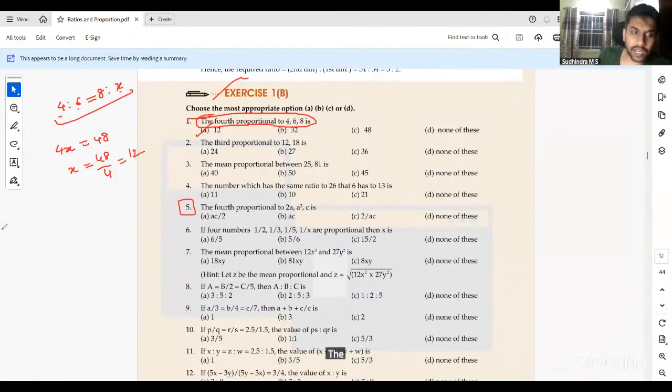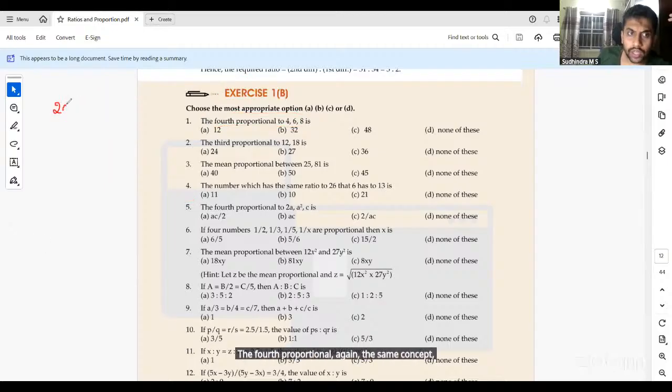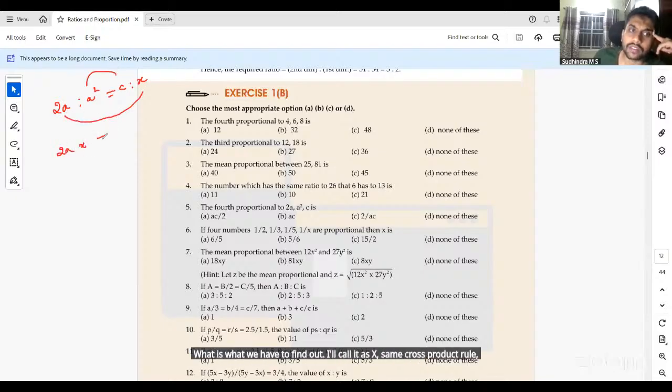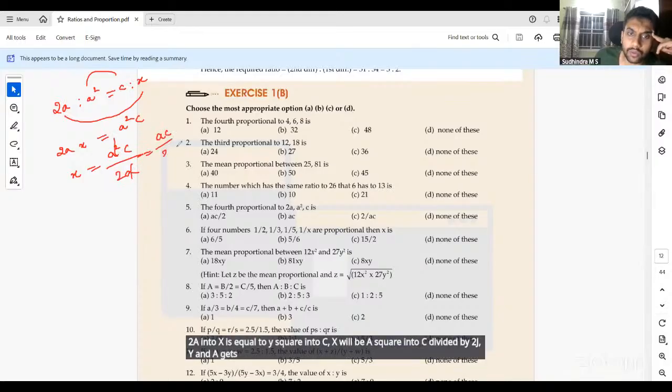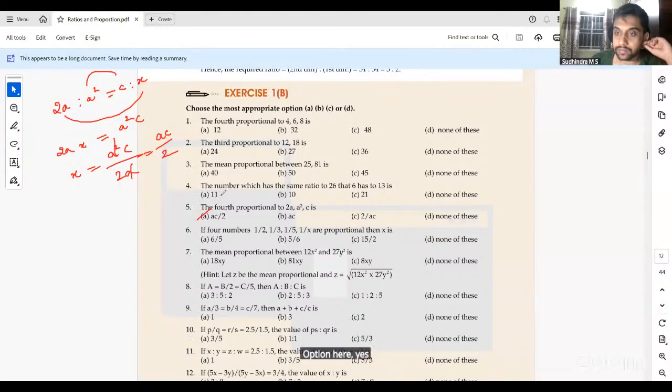The fourth proportional, again the same concept. 2a is to a square is equal to c is to what? That is what we have to find out. I'll call it x. Same cross product rule. 2a into x is equal to a square into c. X will be a square into c divided by 2a. A and a get cancelled. AC by 2. Option A, AC by 2. Likewise, those who are done with this, question number 7.